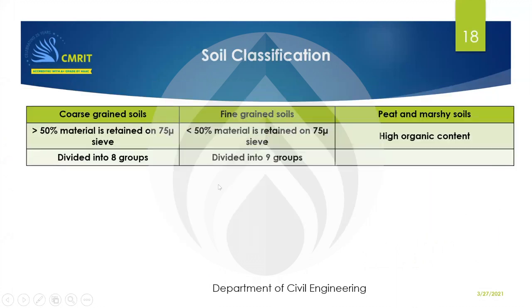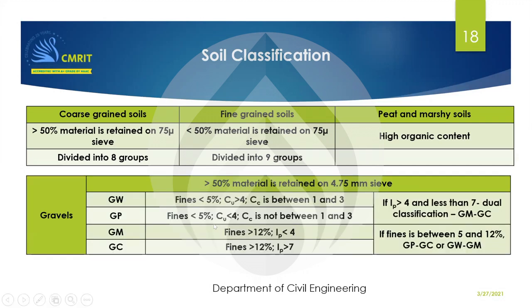So based on the Atterberg limits as well as the grain size analysis, we will be able to do the classification of soil. From the grain size analysis, we will be able to determine two parameters called the coefficient of curvature as well as the uniformity coefficient. So these are obtained from the grain size analysis. Knowing that, as well as the fines percentage, you will be able to determine the soil classification.